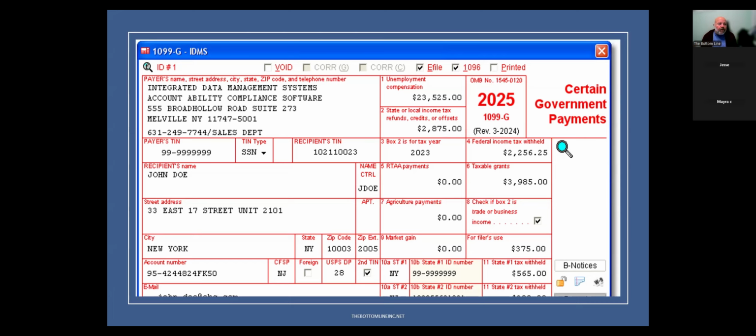Box 2 is your state and local tax refunds. They're filling out all of these boxes on this as an example. And they're saying that box 2 was for the year 2023. So if you receive a state or local refund, it usually will tell you what year that came from. Because sometimes you'll receive a state refund from 3 years ago. So we have to say, when did that refund take place? And that comes into play if you can write off your taxes on a Schedule A.